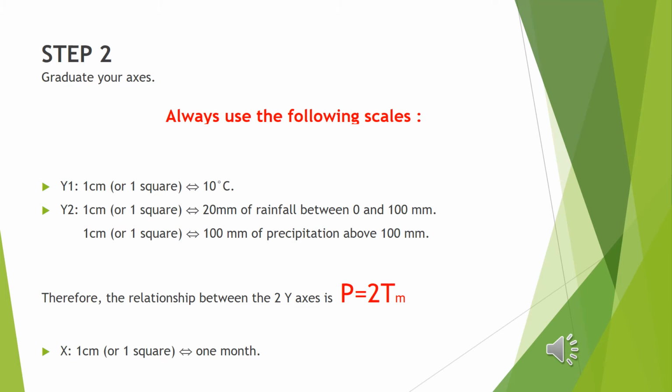It's going to be more obvious on the next slide where you see the two axes and this relationship on the two axes. For the x-axis, it's quite simple. 1 centimeter is simply equal to 1 month.